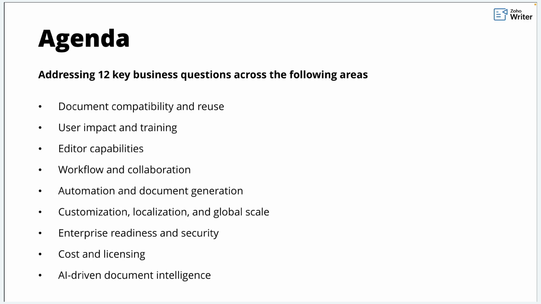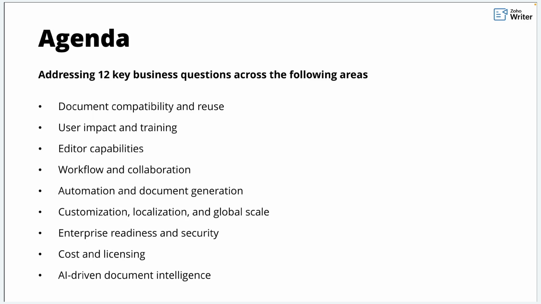Well, building on that, we'll then move into how the application supports workflow and collaboration, especially for review, approval, and controlled sharing scenarios that most organizations depend on today. From there, we'll look at automation and document generation, including how high volume documents and structured forms can be generated and managed reliably. We'll also cover customization, localization, and global scale so that you can see how the application supports multi-region operation and standardized templates across teams and countries.